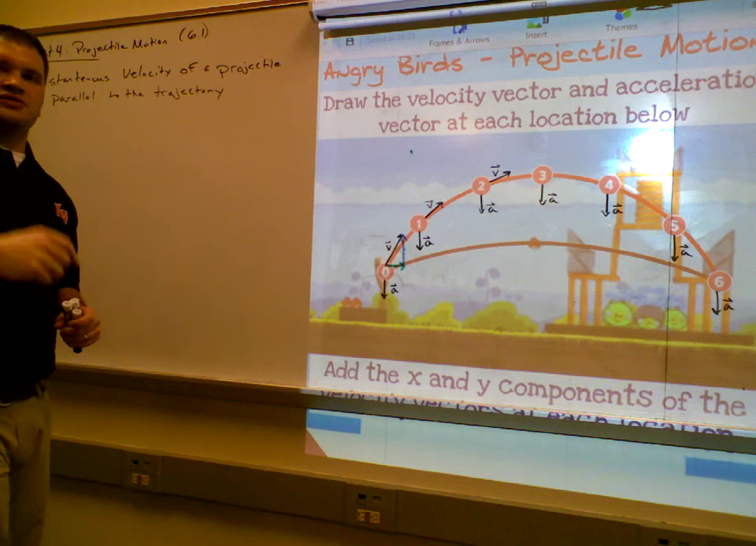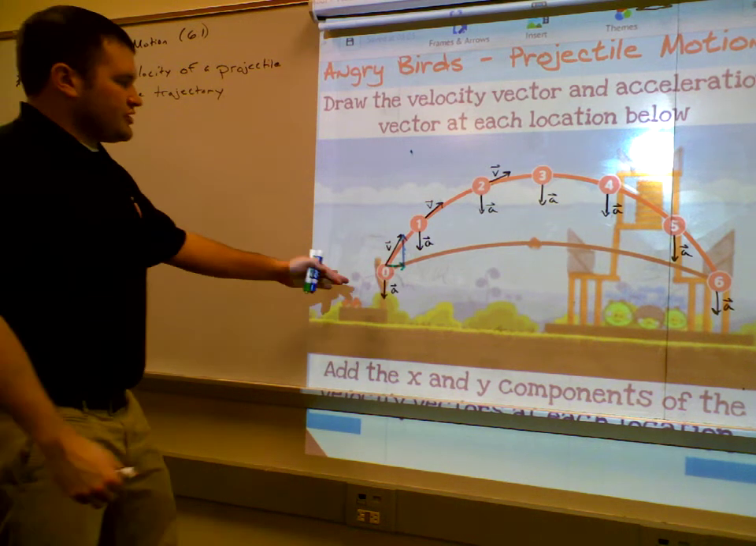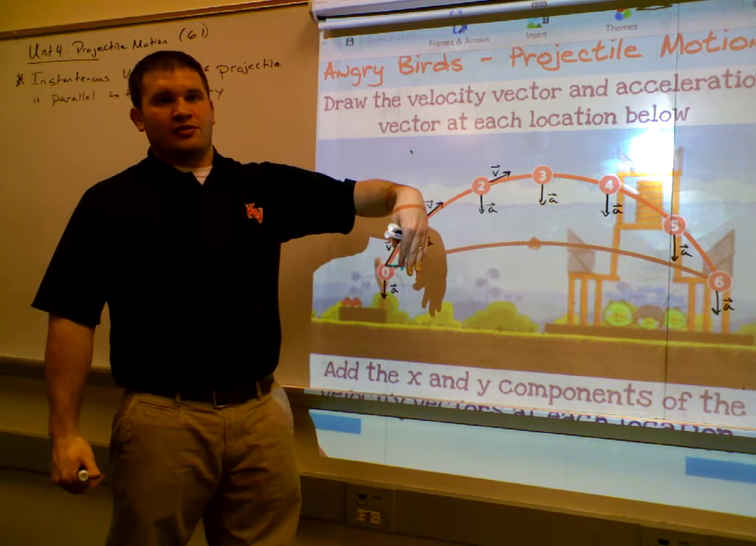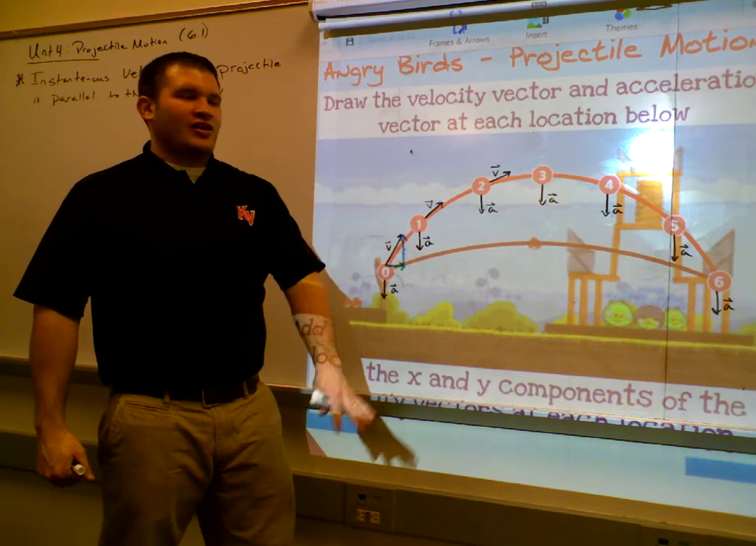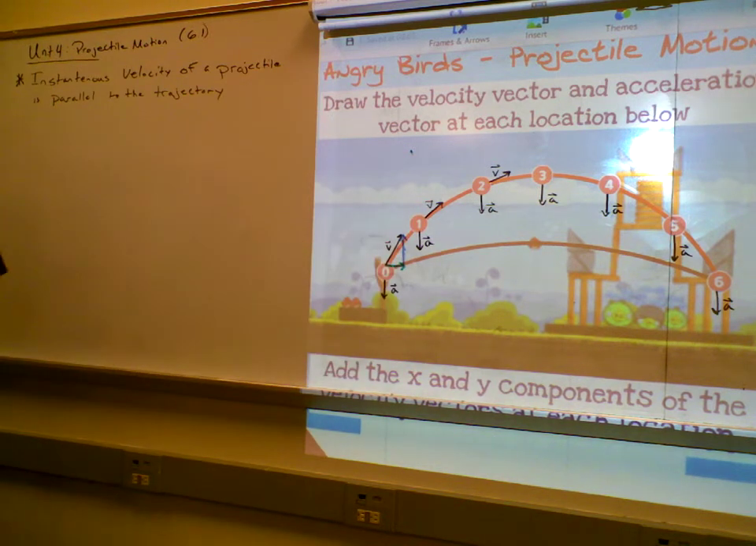Okay? Rex, when it starts to go down, does that mean it's going to get bigger? What do you think? What's the acceleration going to do to the blue velocity when we're going downward? It's going to increase it. Okay? So I want you guys to add 3, 4, 5, and 6 if you haven't done so already.